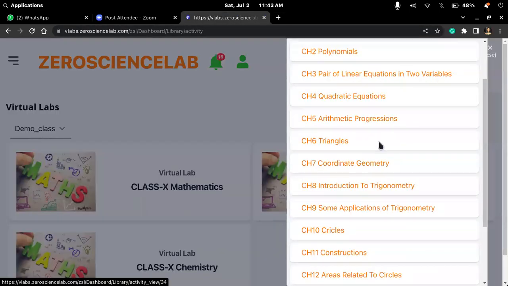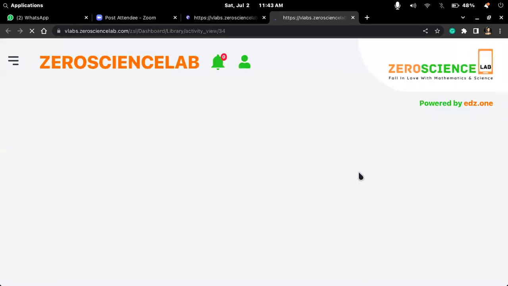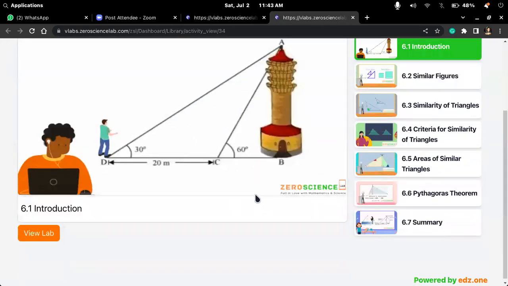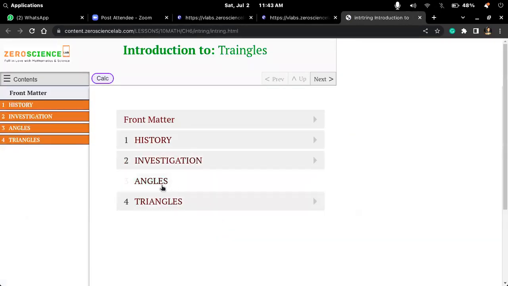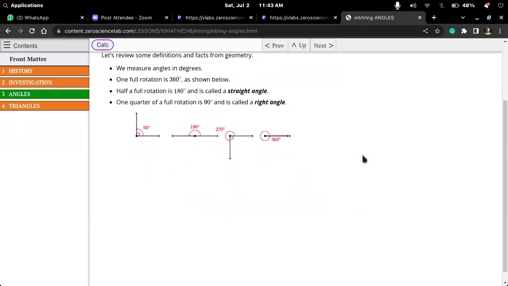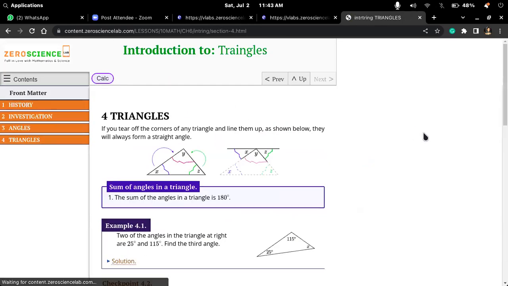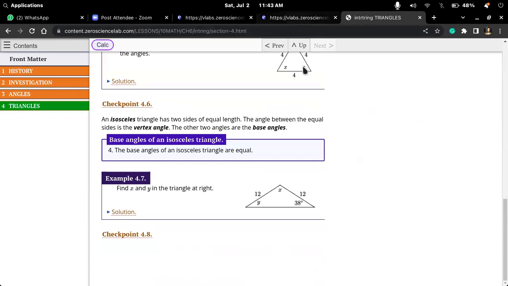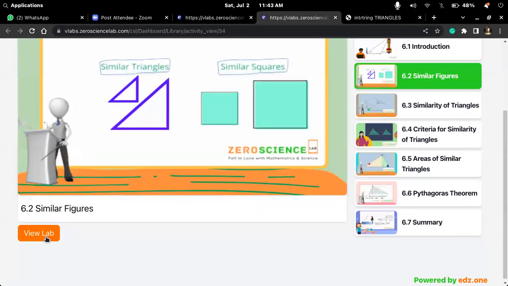Now I quickly move to the triangles. As usual, this is the basic info, what exactly the angles are. So similar figures.